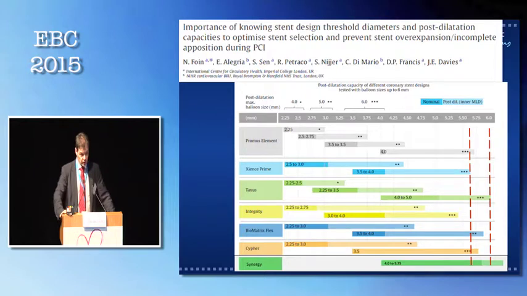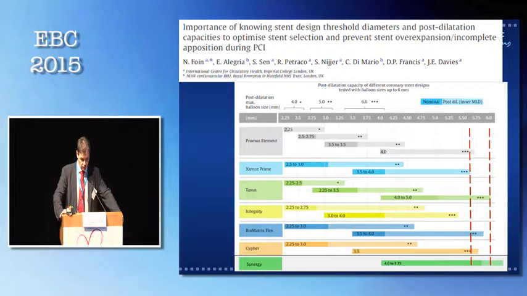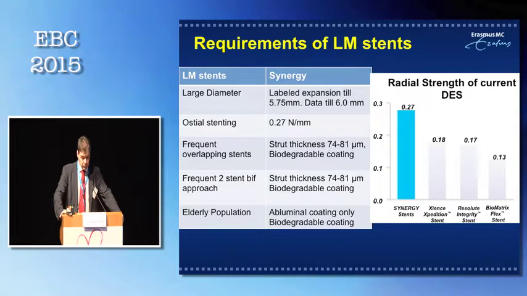So now we could add to this graph from the graph from 2 years ago, now the Synergy, to know what we have to do. So this one was now theoretically labeled 4.0 to 5.75. And if you want to go to 6 or 6.2, it is available with this combination of balloons. So coming back to the title, the requirements for the left main stenting, large diameter. I think that we now have data up to 6.2.